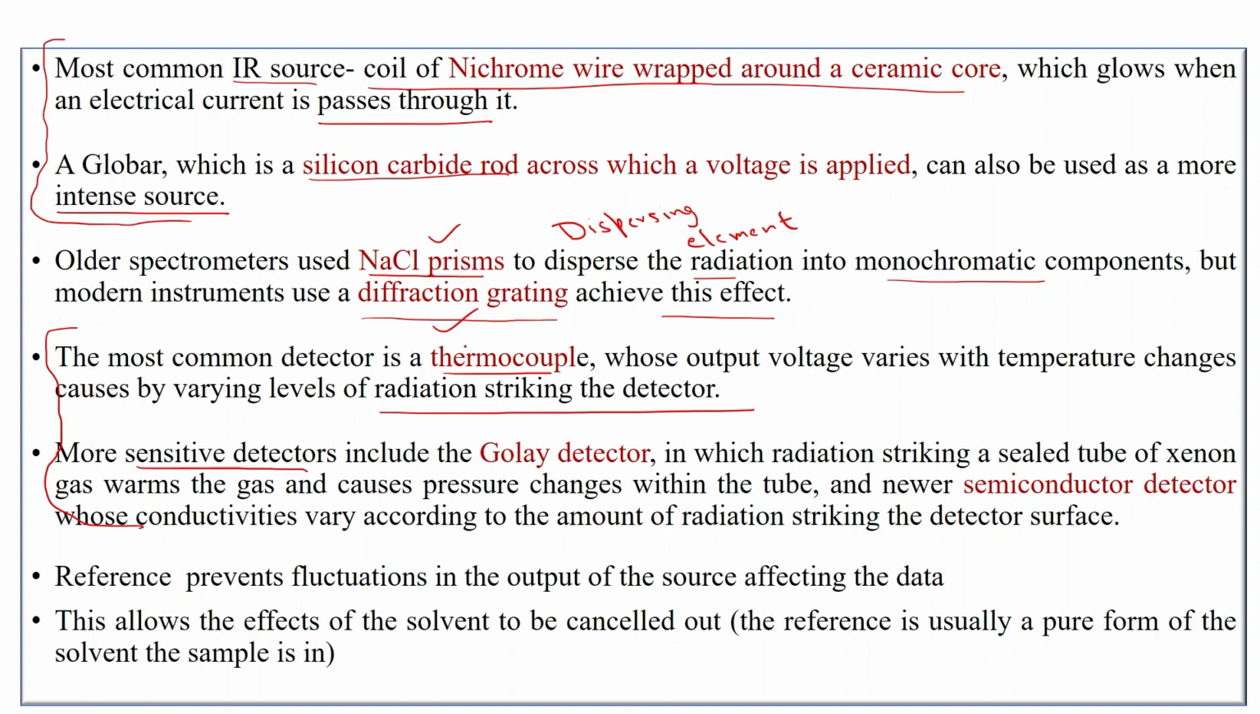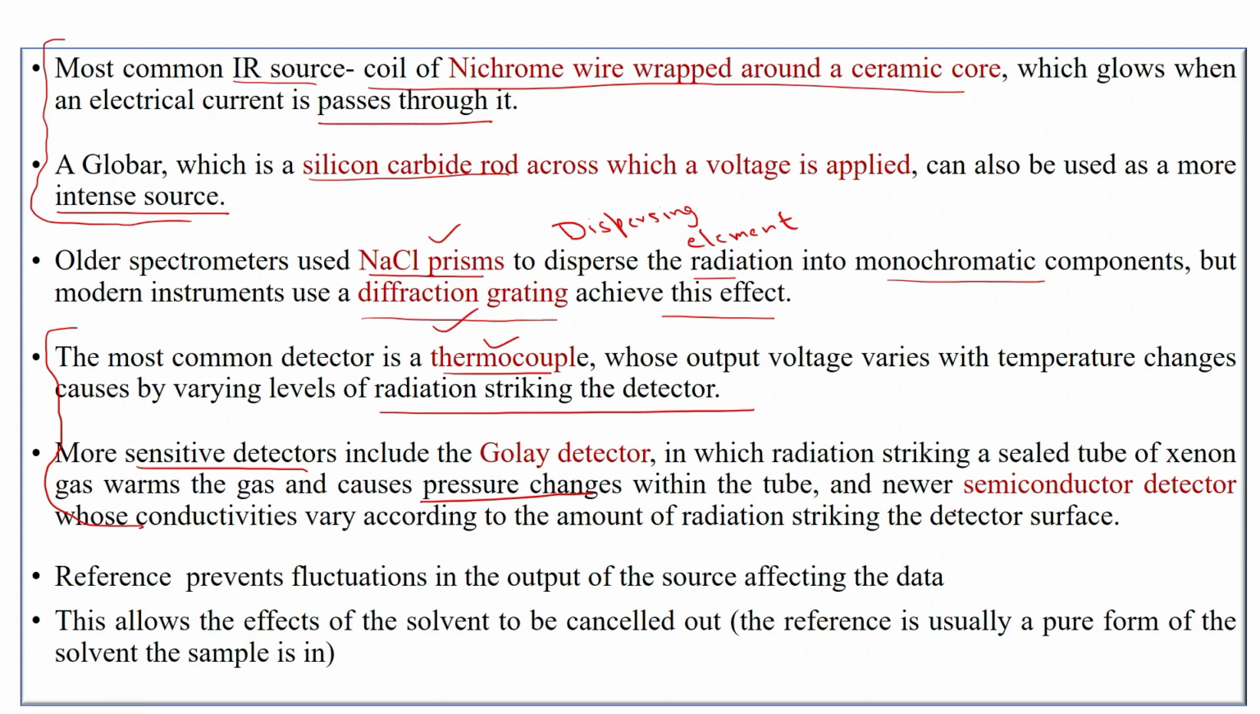Another type of detector is the Golay detector, which is the most sensitive detector. The most commonly used is the thermocouple, and the most sensitive is the Golay detector, in which radiation striking a sealed tube of xenon gas warms the gas. So there will be a sealed tube of xenon gas, and the radiation that strikes the tube will warm the gas and cause pressure changes within the tube, and that is giving the signal.